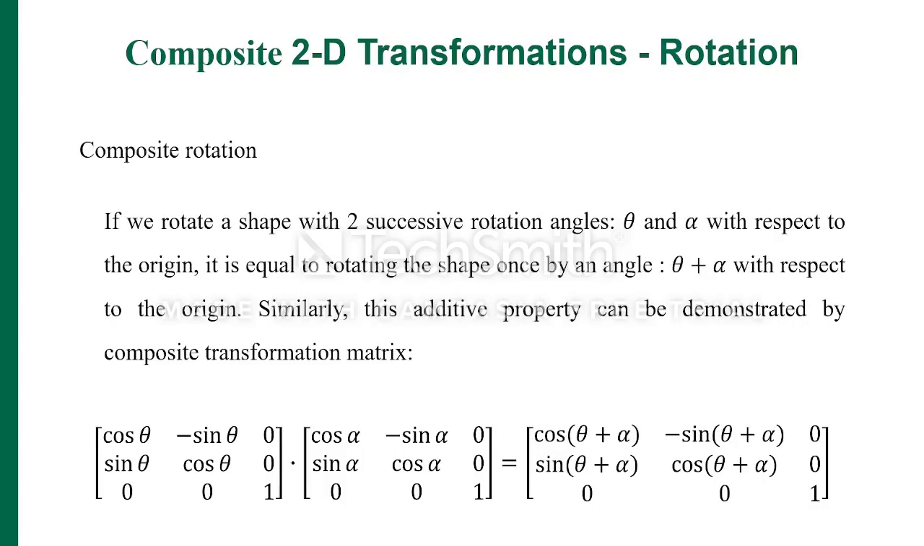Next, we talk about the composite rotation. If we rotate a shape with two successive rotation angles, theta and alpha, with respect to the origin, it is equal to rotating the shape once by an angle theta plus alpha with respect to the origin. Similarly, this additive property can be demonstrated by the following composite transformation matrix.